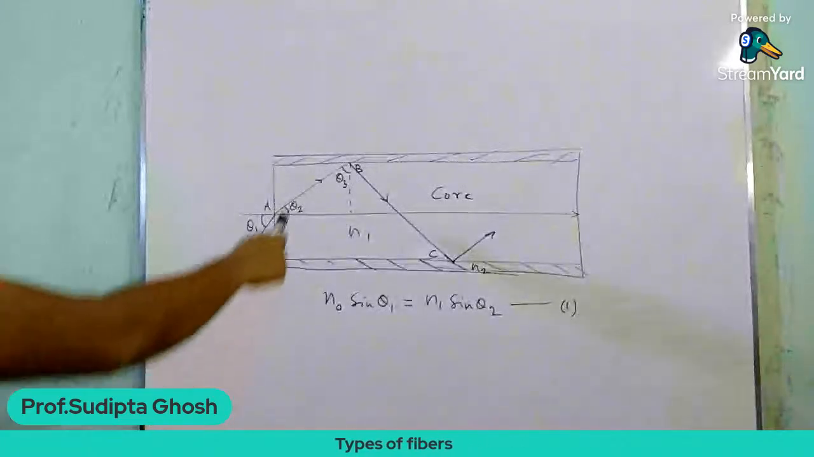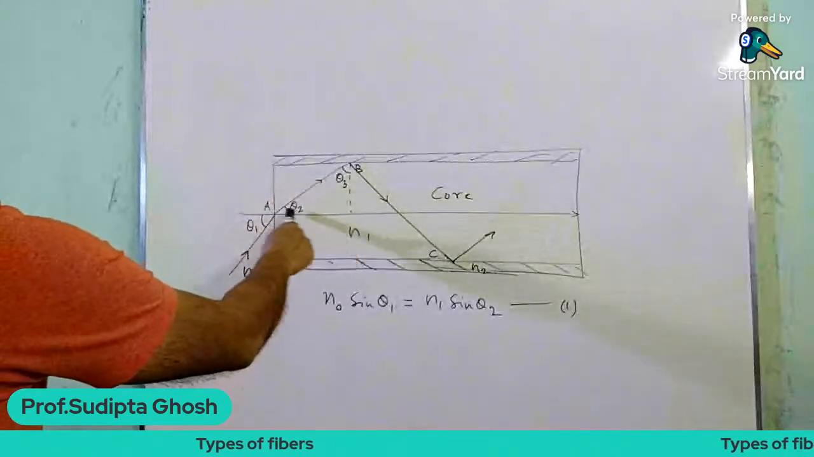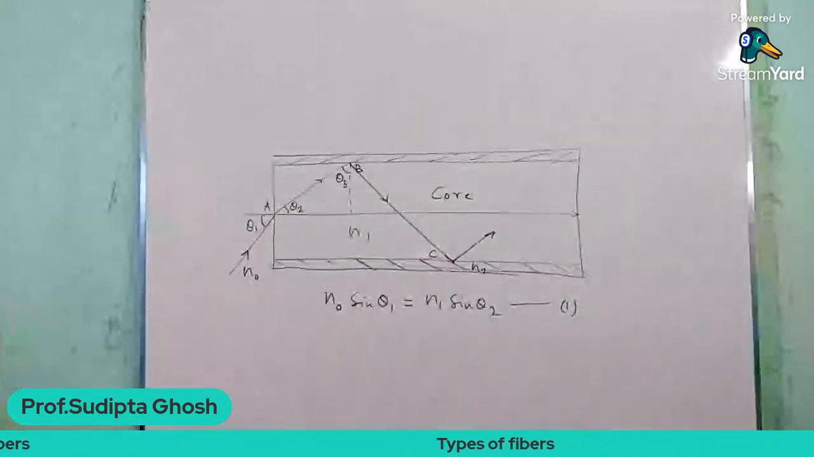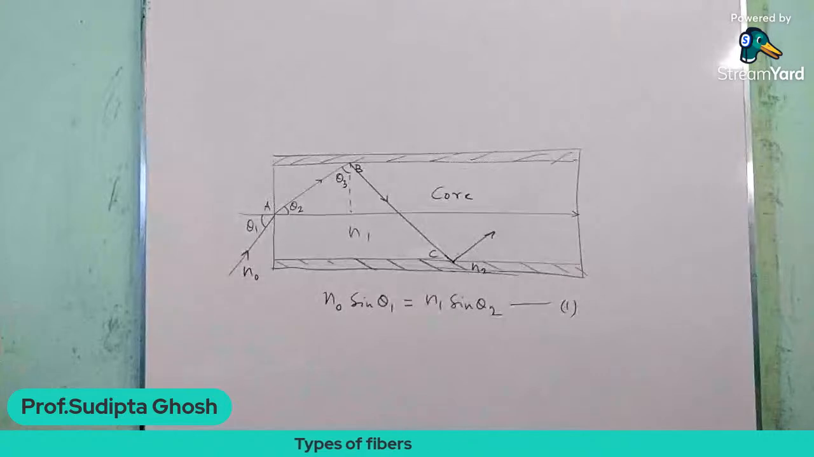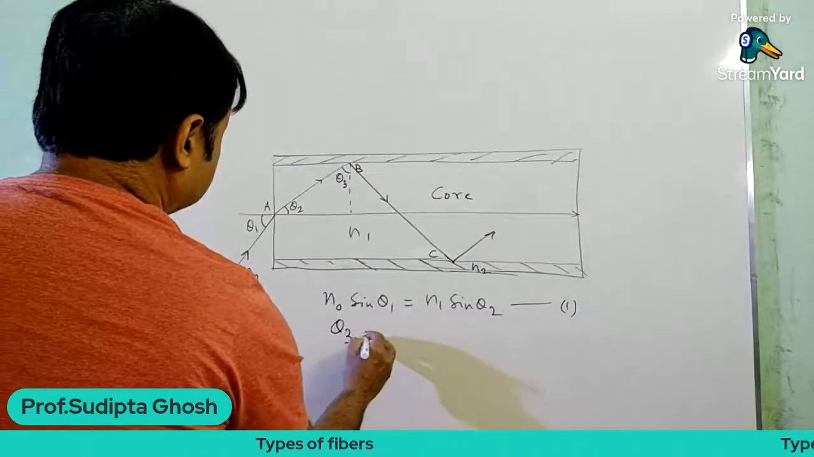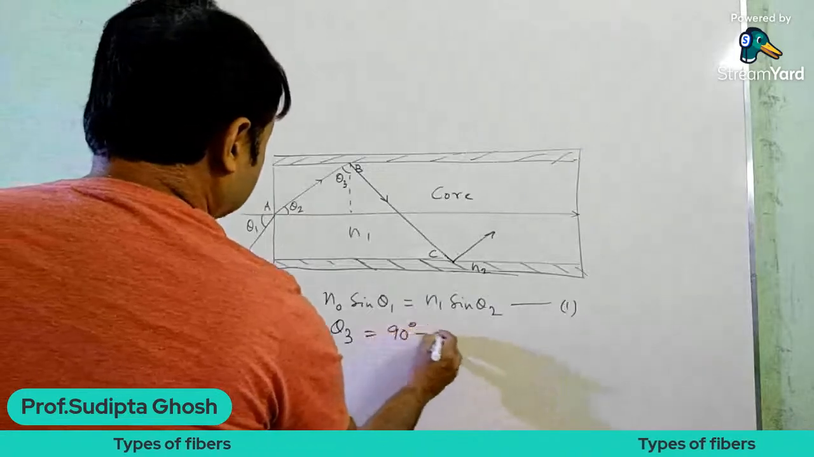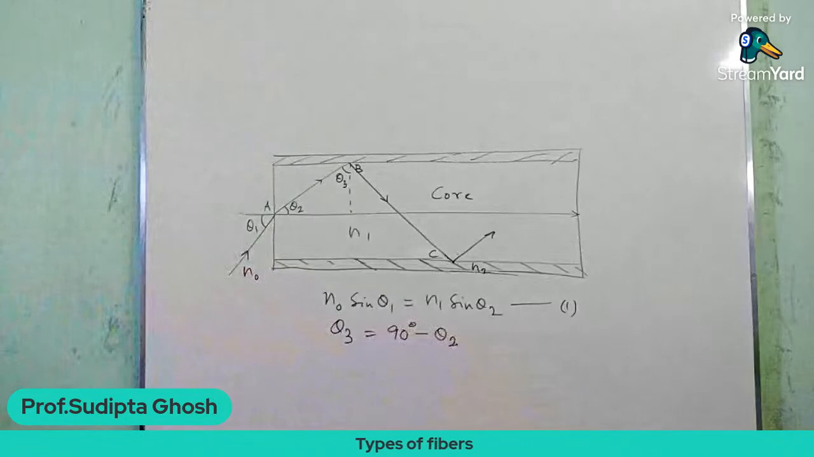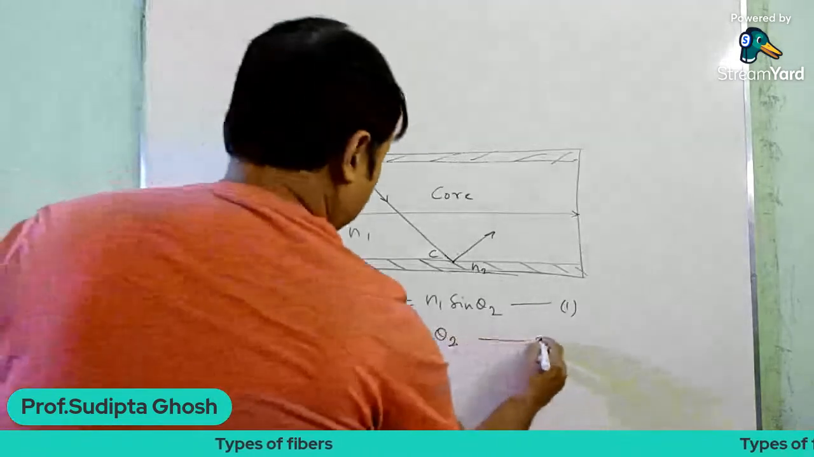And as you can see from this figure, θ2 + θ3 + 90 degrees is actually 180 degrees. So θ3 is nothing but 90 degrees minus θ2. Let it be equation number 2.